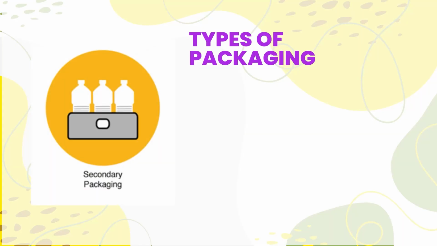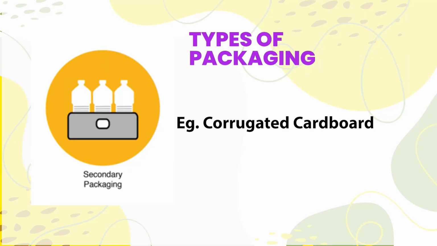Then comes the second layer of packaging, or the secondary packaging. That is used to group the primary packaged products together for easier handling, added protection and enhanced branding. For example, we can put several primary packaged products, for example the bottles of fruit juice, in a corrugated cardboard. So corrugated cardboard is the secondary packaging.